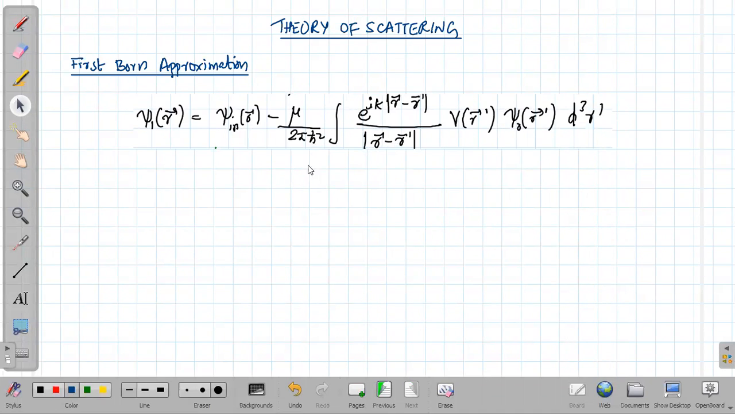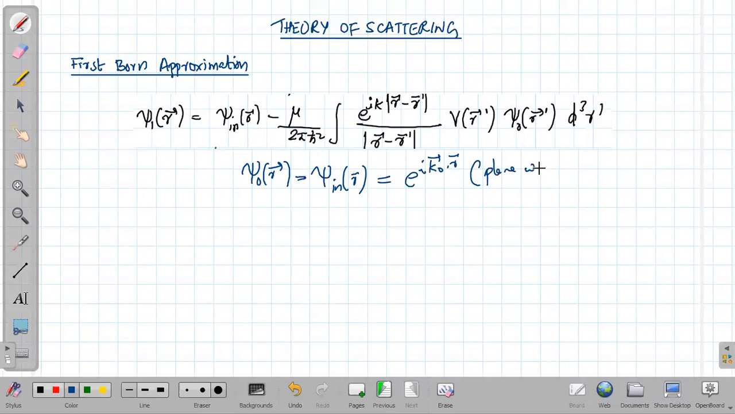Now, what is this psi in of r? The psi in of r and psi 0 are the same. We know that in the zeroth order approximation, the psi 0 of r is the same as psi in of r, and psi in of r will take the form e raised to i k0 dot r. Your incident wave, we always take the plane wave as our incident wave.